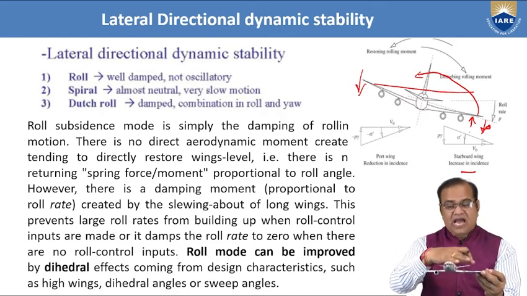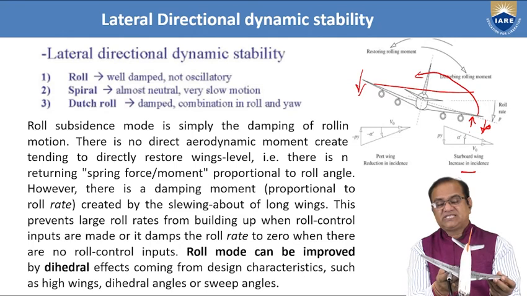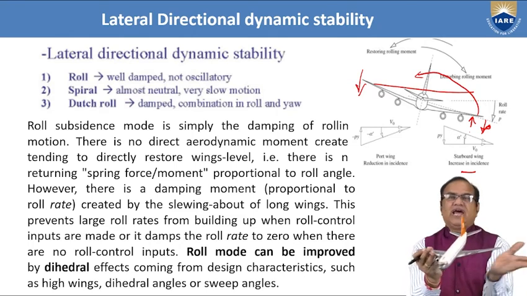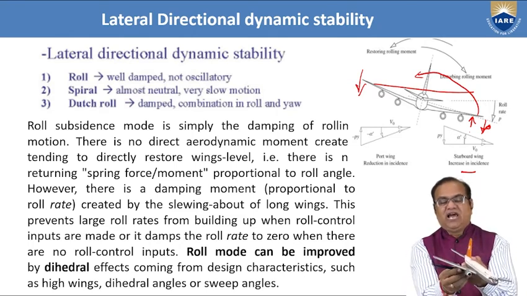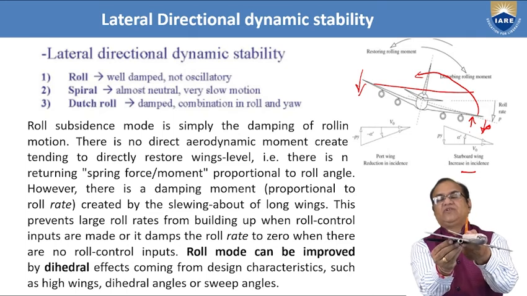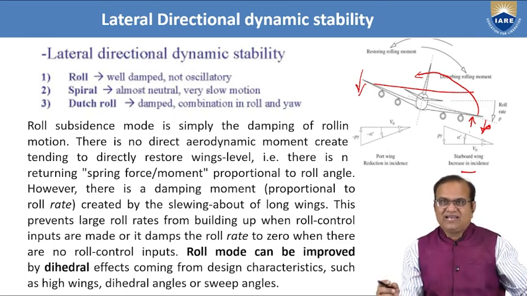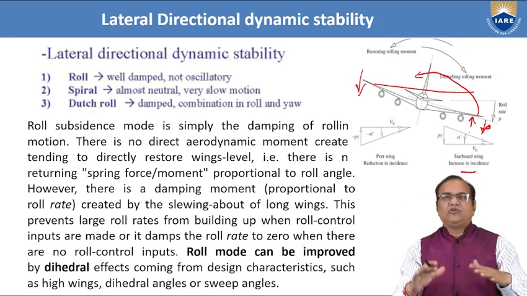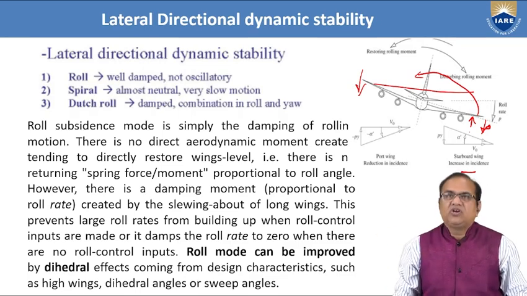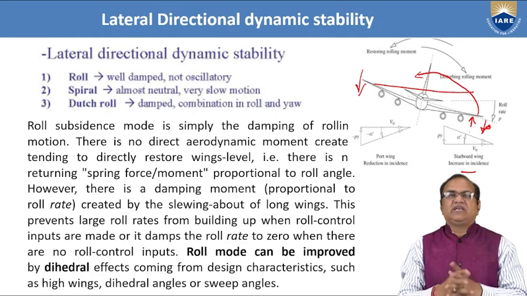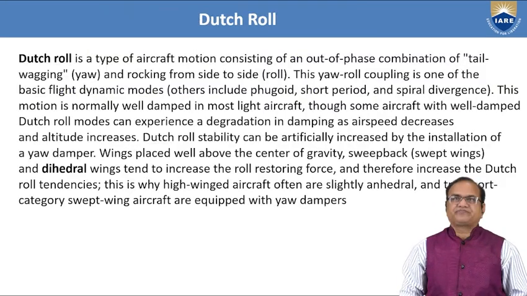It is not a high wing either, and this is having a little dihedral. Dihedral means, from the horizontal, how much angle. This is the angle which gives the dihedral angle. So if you have the dihedral angle, or you have the high wing, or you have the sweep angle on the wing, you will get roll stability very, very efficiently.